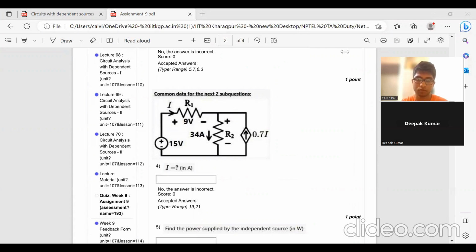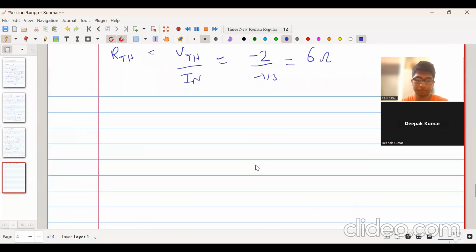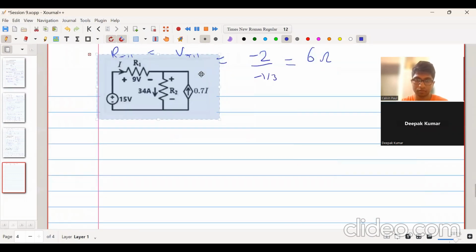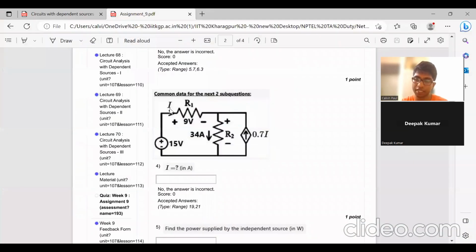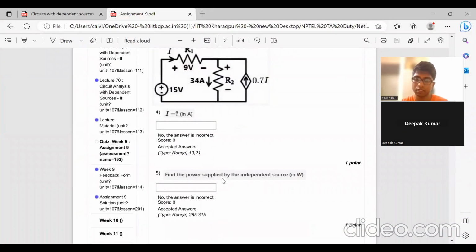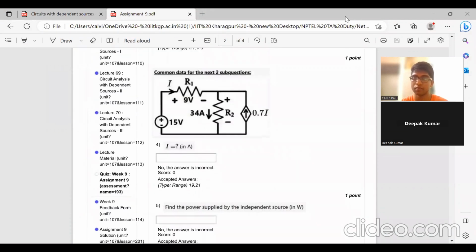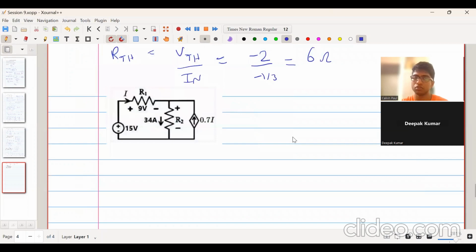What is I? Okay. So in this question, they're asking us to find the current I, and they're asking us to find the power delivered by the independent source. This is the independent source. They are asking us to find the power which is delivered by it. So how do you start solving this question?